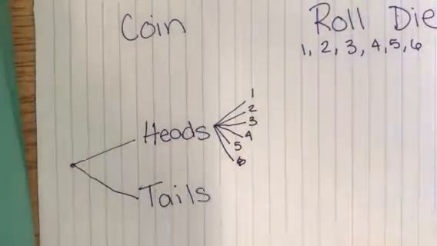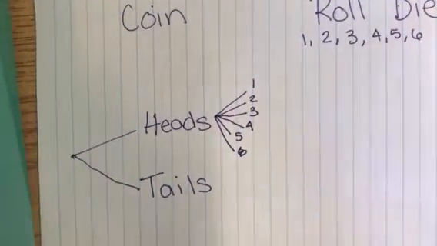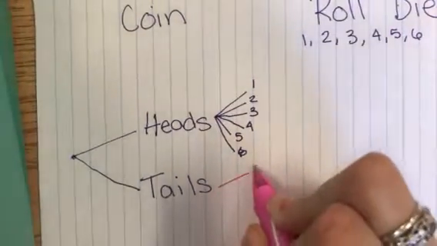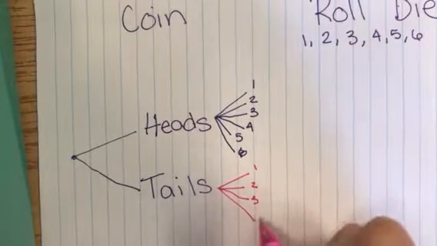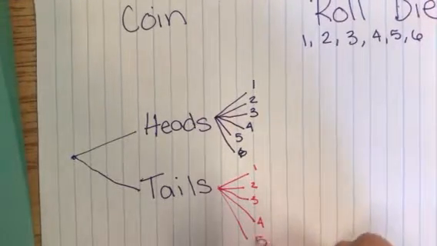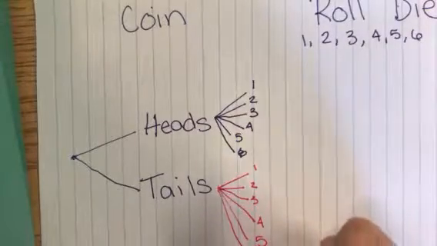Or we could roll the die after we get tails. I'll use a different color here so we can keep it apart, and we could still get a 1, a 2, 3, 4, 5, or 6.